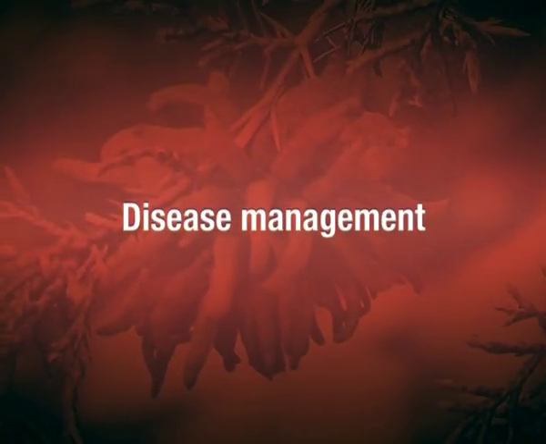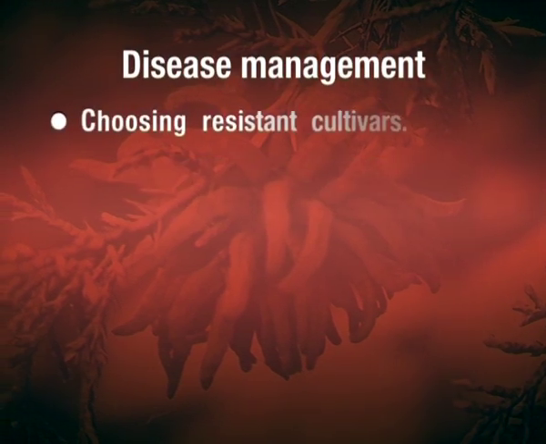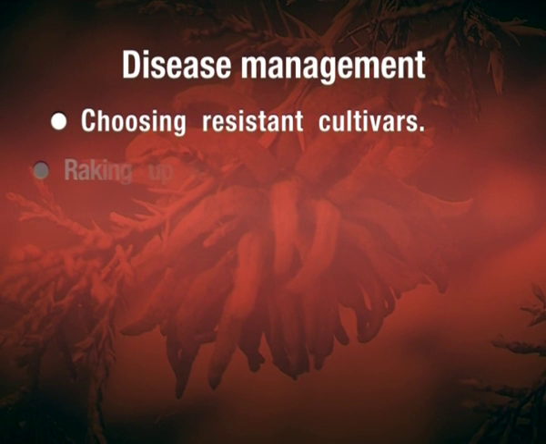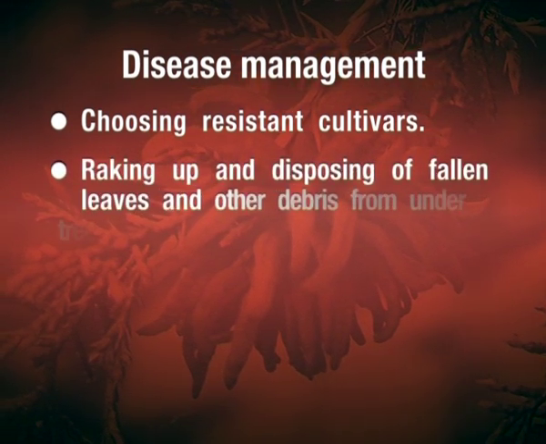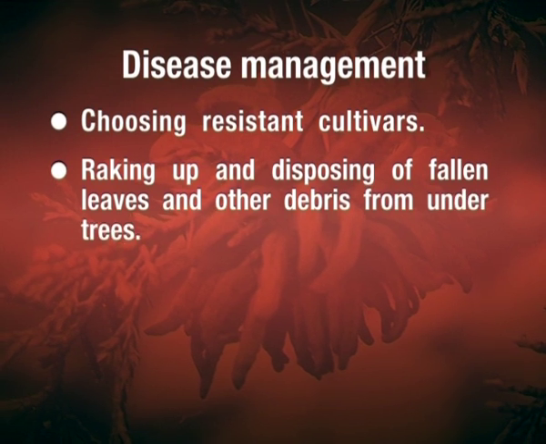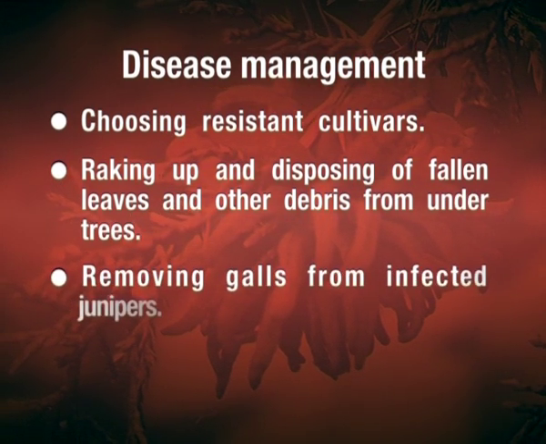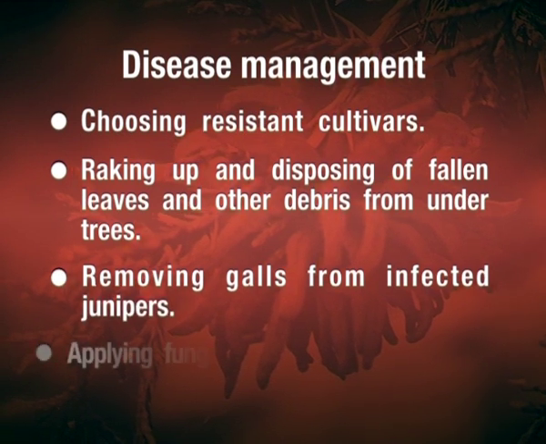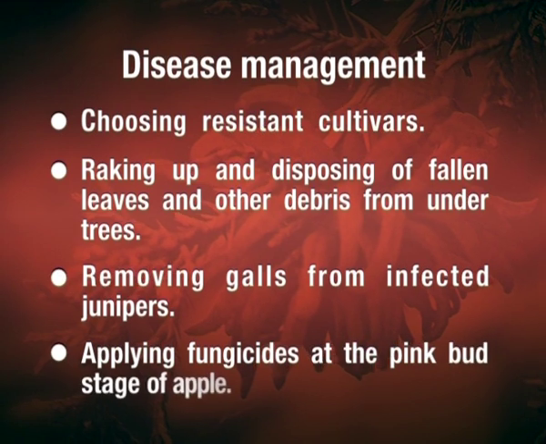The disease can be managed by choosing resistant cultivars, raking up and disposing of fallen leaves and other debris from under trees, removing galls from infected junipers, applying fungicide at the pink bud stage of apple.